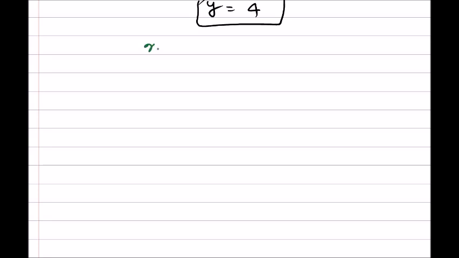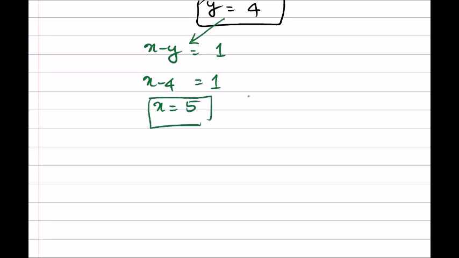In the second equation, x minus y is equal to 1. Substitute the value of y here. x minus 4 is equal to 1. That means x is equal to 5. So we get the values of x and y as 5 and 4.